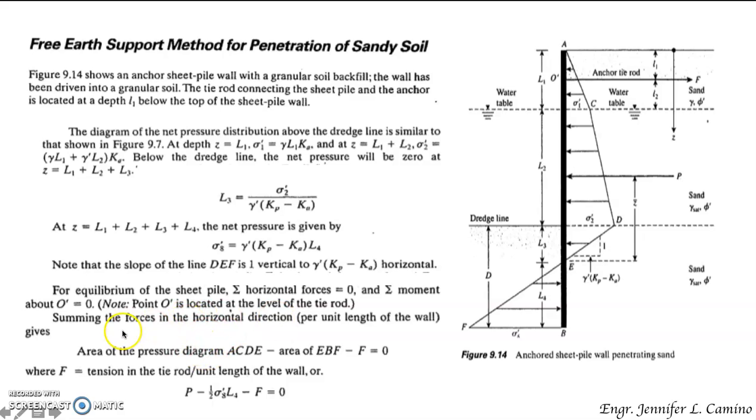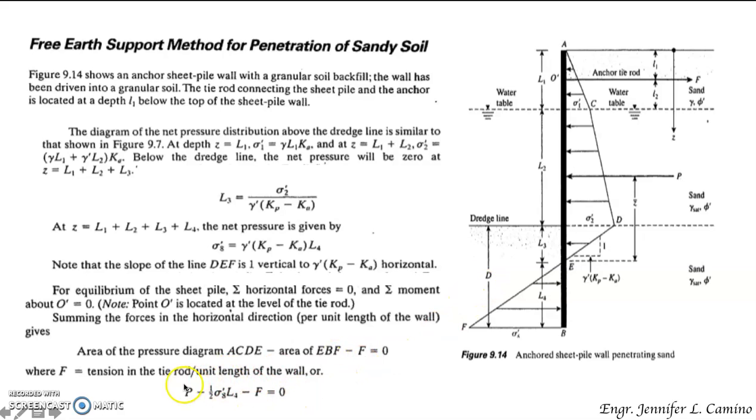Okay, as we continue, we're going to sum up the forces in the horizontal direction per unit length of the wall. So basically, summing up the horizontal forces, that would be the area of the pressure diagram ACDE, minus the area of EBF, minus the force on the anchor rod, equal to 0. Of course, F is the tension in the anchor rod.